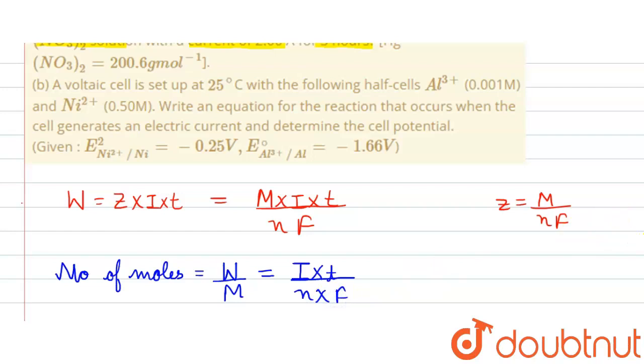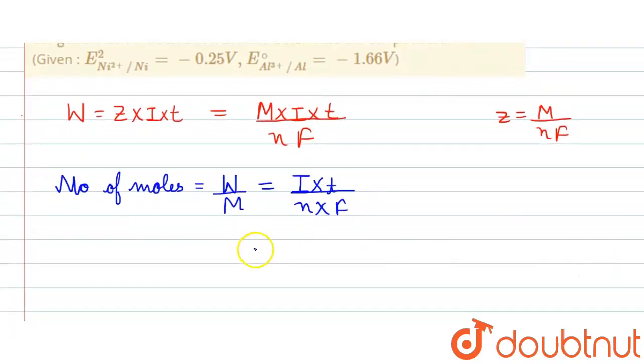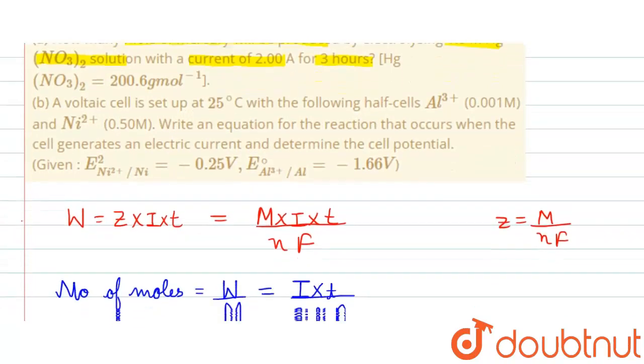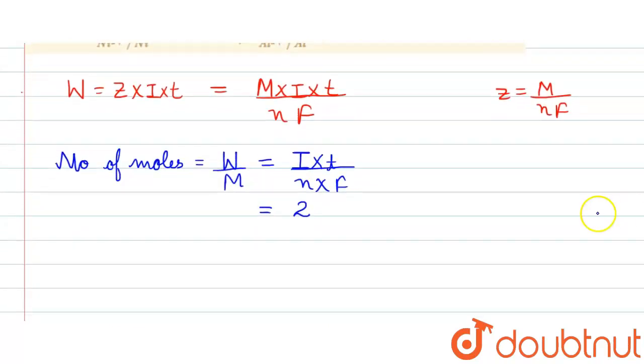So here if we substitute the values, the I, that is current, is given to us as 2 ampere. And the time given to us is 3 hours. The time is given in hours, so we will convert it into seconds. To convert the 3 hours into seconds, we will multiply it by 60 two times. Then dividing it by N, that is the number of electrons used or the valency for the mercury Hg for which we are finding the number of moles, so N will be 2, into Faraday constant.